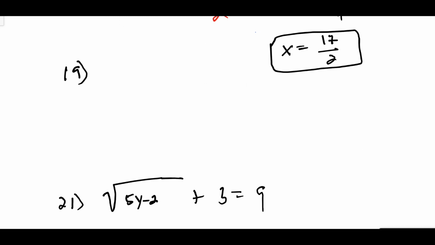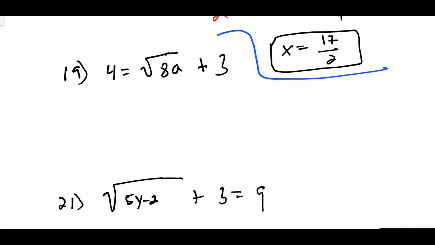Okay. 19. So 4 equals root 8a, and then the plus 3 is outside, like that. All right, now what do we do? So what are we subtracting? Minus 3, minus 3. You're going to get 1 equals root 8a, okay?